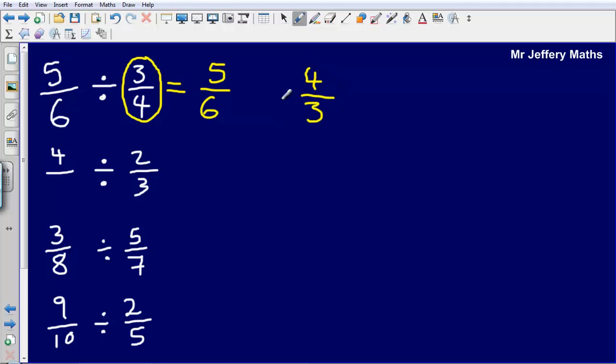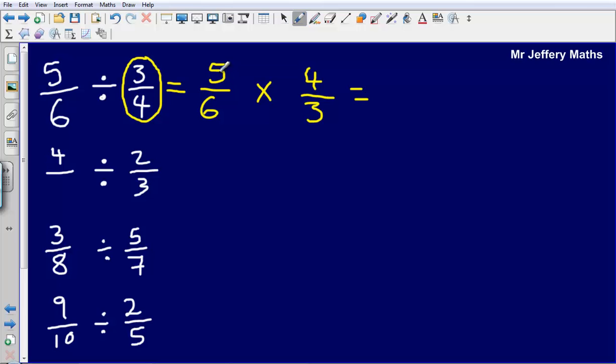Now when we do this, what happens to our sum is that it changes from being a divide sum into being a multiplying calculation. So we've got 5/6 multiplied by 4/3. So now this is a much easier calculation than what we had here.